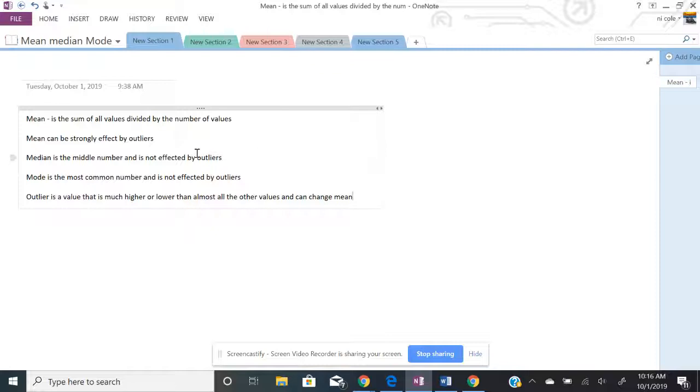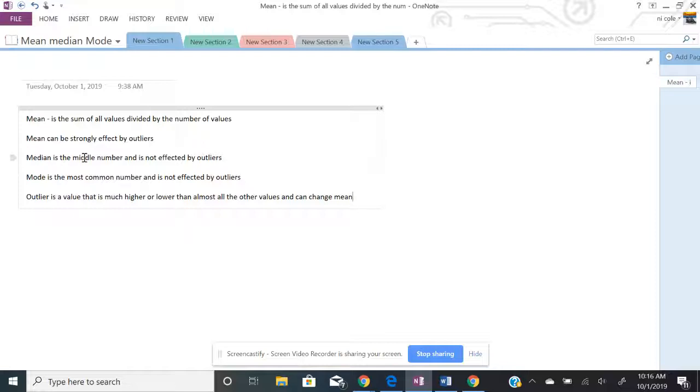Your mean can also be strongly affected by outliers. So, for example, if I did an average of your tests, if I included everybody that didn't take a test and say they had zeros, those would affect our class average versus if I didn't include them.